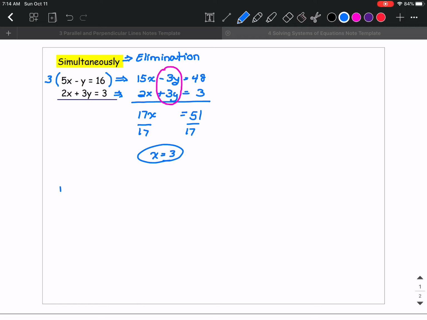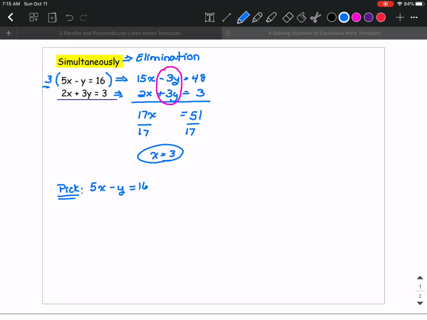Now, just like in the previous method, we get to pick, because we're not done. Pick which equation you want to use to find the y value. You can pick the first equation, 5x minus y equals 16, and pick it before you multiplied by the 3. Or the 2x plus 3y equals 3. I'm going to choose 5x minus y equals 16.